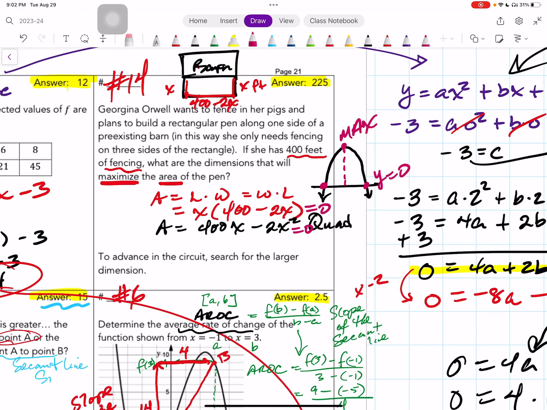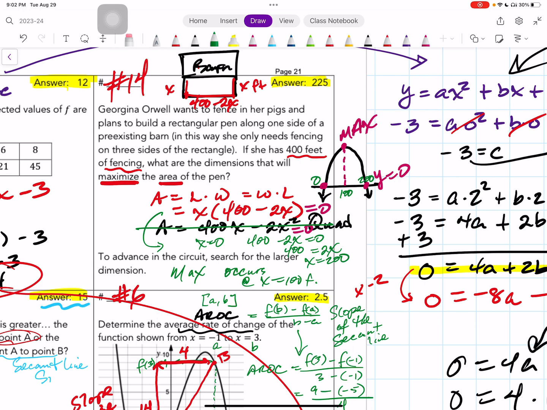Okay, so here we go. I'm going to disregard this; I actually don't need this. I'm going to look at this right here. I know that either x is 0 or 400 minus 2x equals 0, using the zero product rule again. And that means that 400 is equal to 2x, so x has to be 200, because 2 times 200 is 400. So if this is 0 and this is 200, then x has to be halfway in between, so the maximum occurs at 100. So the max occurs again at x equals 100 feet here.